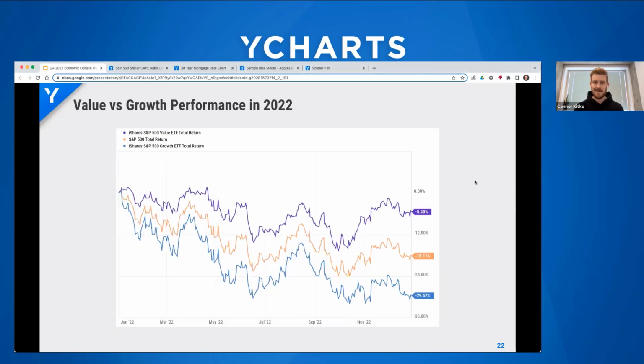All right, Joe, back to you. Thanks, Connor. Hopefully we can see a lot more of those green dots on a full year basis in 2023, but we'll also take a look at value versus growth from the last year.